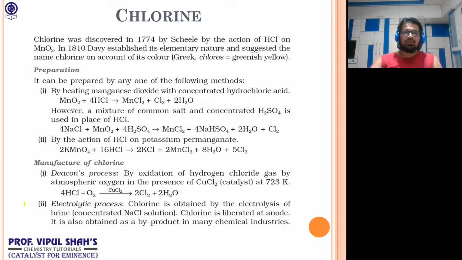Now going next, chlorine we all know. The word chlorus means it's basically a greenish yellow gas. That's the meaning of the word. Now first we have the preparations of chlorine, where it is from manganese dioxide, that's MnO2.